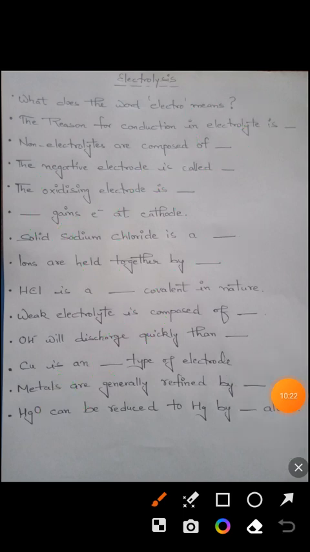Next question there is: metals are generally refined by dash. Now here we are talking about metals, and you know that after this there is metallurgy. So metals are generally refined by the process of electrolysis. Remember that electrolysis is used for metals. Metallurgy is the profitable extraction of metal from their ores. But there also, since we use electric current, that is why this question is here in your chapter number 5. So remember that metals are generally refined by electrolysis.